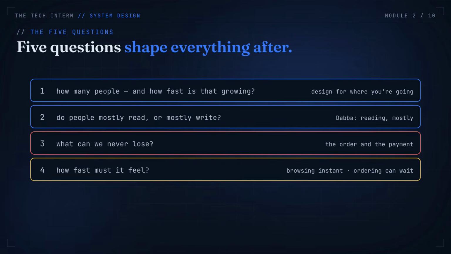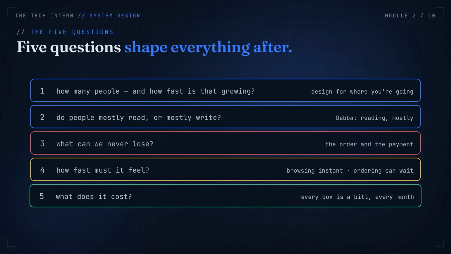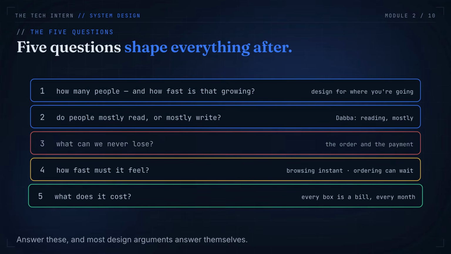Opening the app and seeing restaurants has to feel instant. Call it under 200 milliseconds. But placing an order, people will happily wait 2 seconds because placing an order feels like it should take a moment. So we can afford slow, careful work on the ordering path, and we absolutely cannot on the browsing path. Every extra machine, every copy of the data, every cache, that's a bill every month, forever. The right design isn't the one with the most boxes, it's the one that satisfies the first 4 answers for the least money.